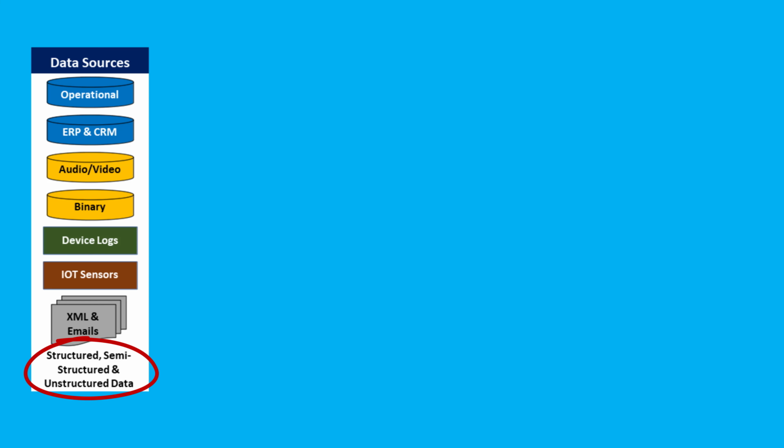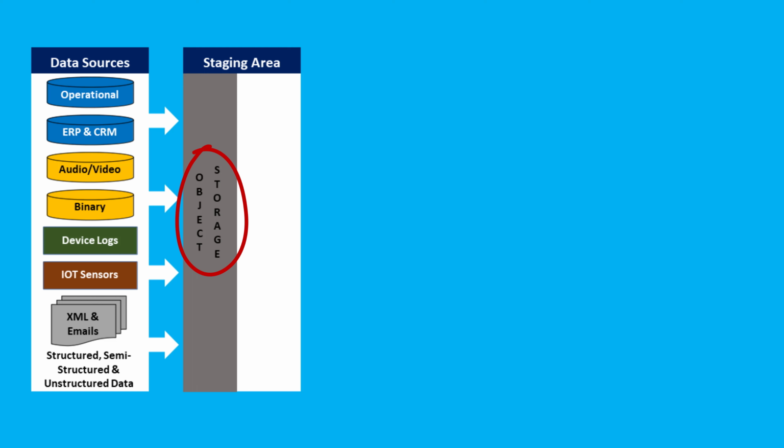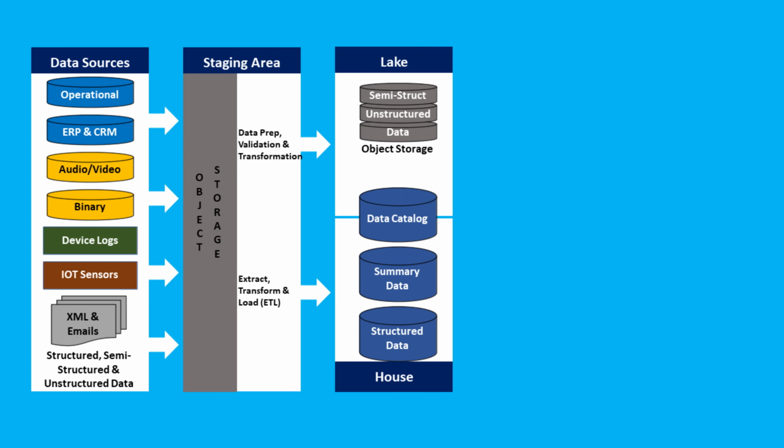In the staging area, the object storage will hold all three data types until they are onboarded. The structured data will then undergo the ETL process and be written into the data lakehouse relational database. Entries will also be entered into the data catalog so that consumers can know what's available. All other data will be processed and stored in the lakehouse object storage. The metadata will be extracted and written to the data catalog.